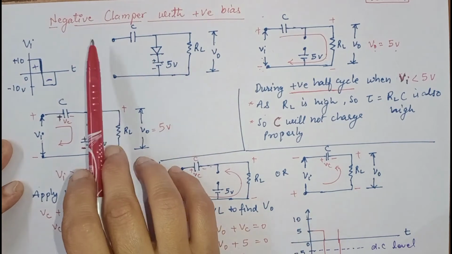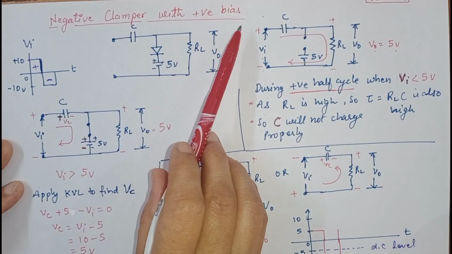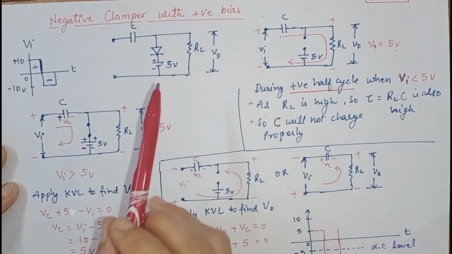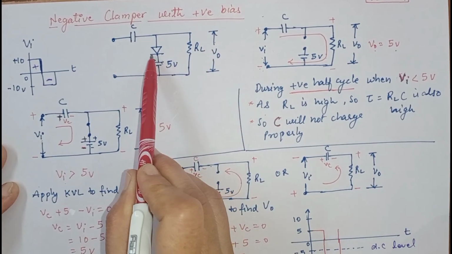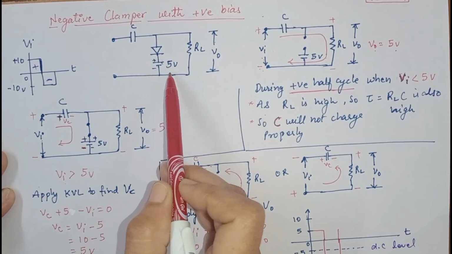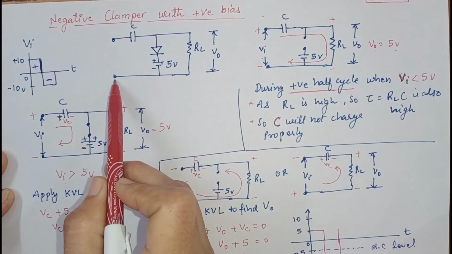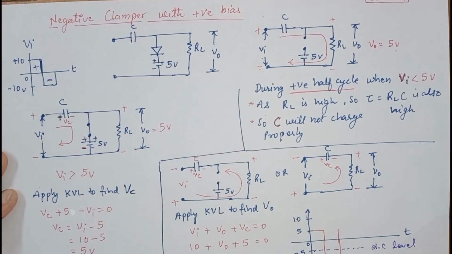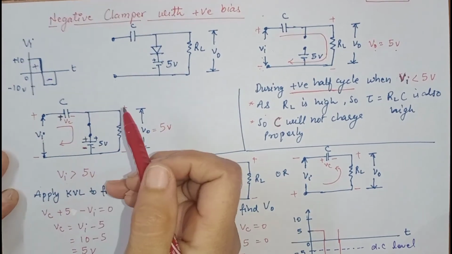In this video, we will study negative clamper with positive bias. This is the circuit of negative clamper with positive bias. In case of positive bias, we will connect N region of the diode with positive terminal of this battery. Now we will apply an input signal at the input of this circuit and observe the output. What will be the output in this circuit?